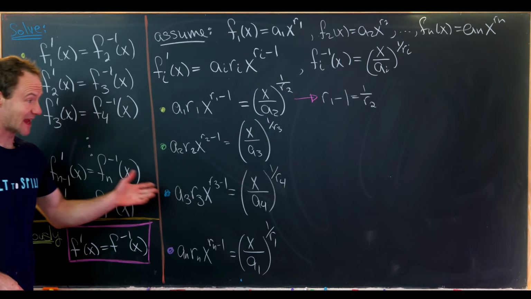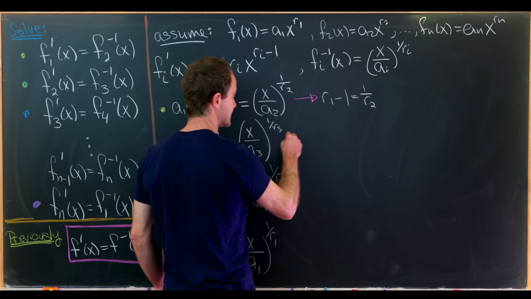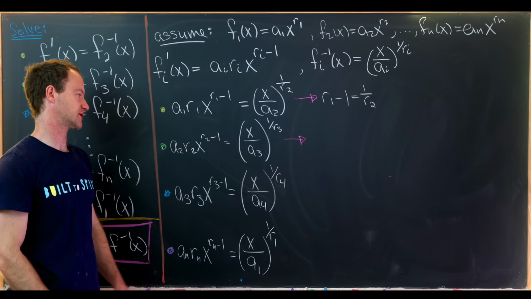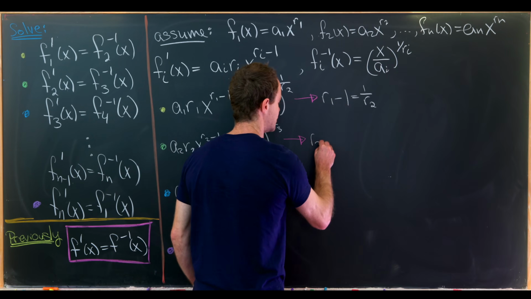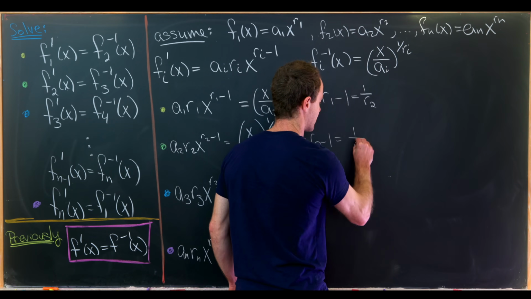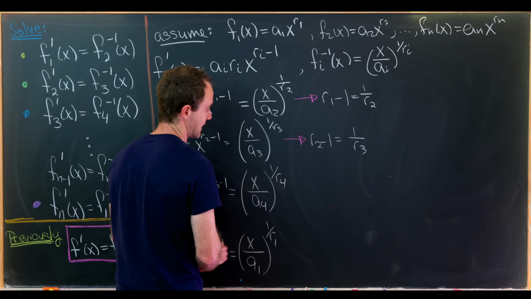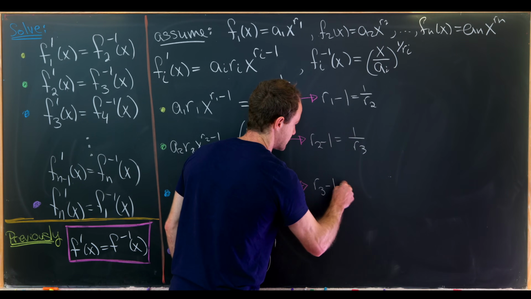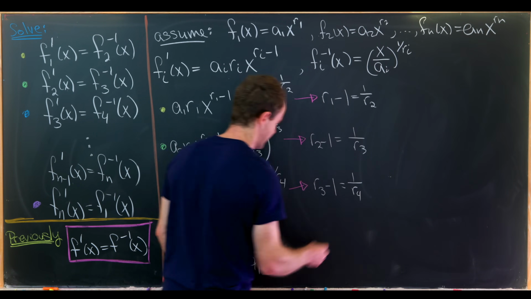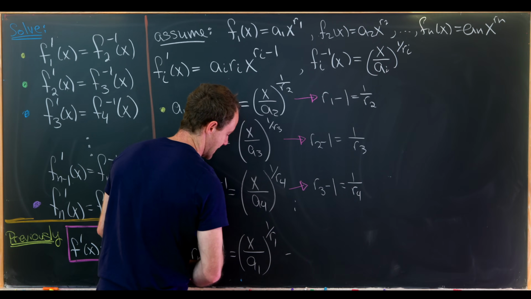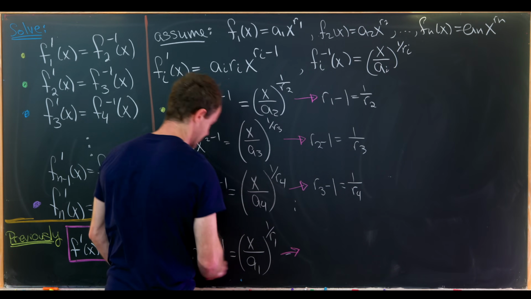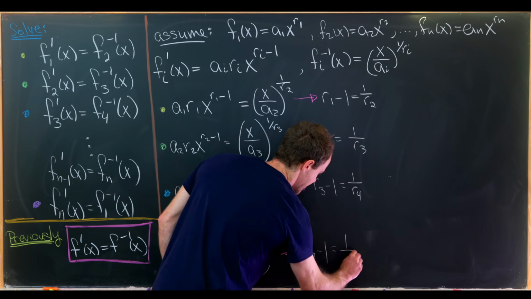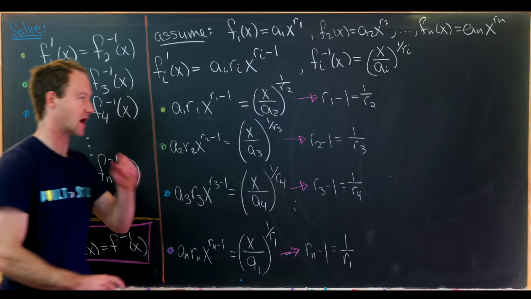Then we can do the same sort of thing equating these coefficients. So equating these powers, we'll have R2 minus 1 equals 1 over R3. And then likewise for this next one, we'll have R3 minus 1 equals 1 over R4. All the way down to this very last one, which is Rn minus 1 equals 1 over R1. So that completes our list.